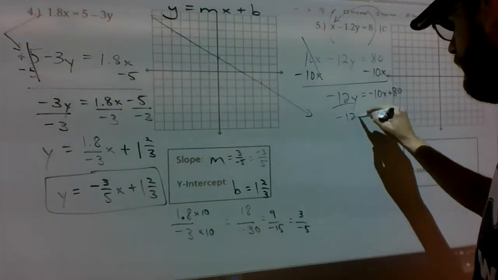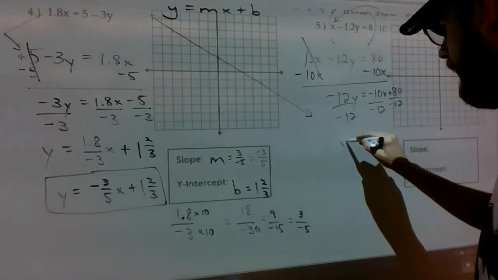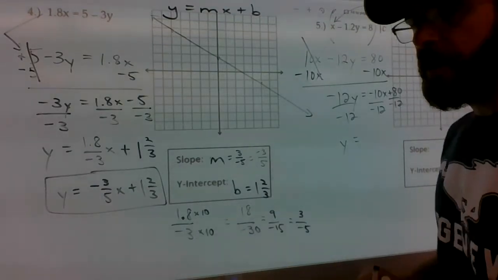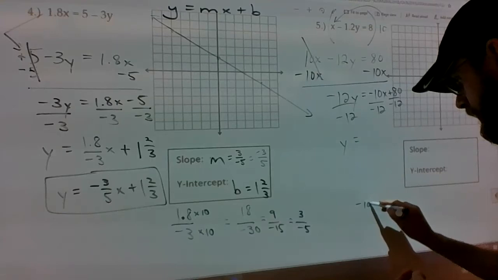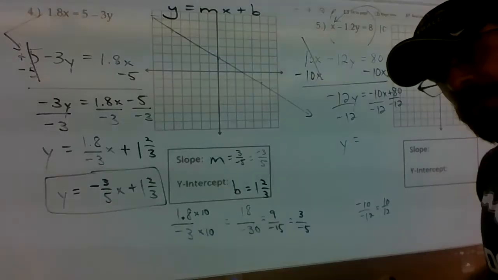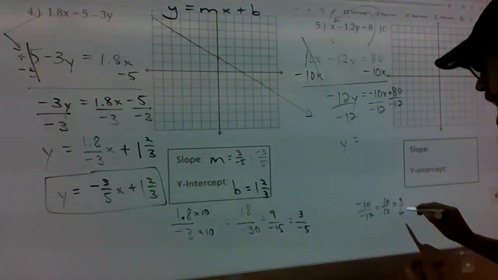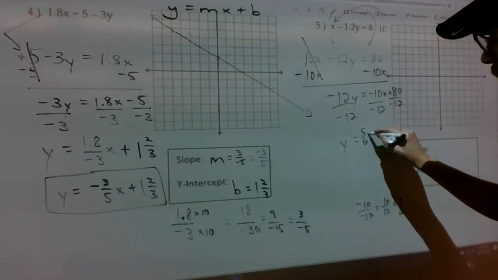Divide by negative 12, divide by negative 12, divide by negative 12. And that gives you y is equal to, now think about how negative 10 divided by negative 12, they're both negatives, which means you can call it positive 10 over 12. But then they're also both even, so you can cut them both in half. So that's 5 over 6. All right, so this is 5 over 6x.